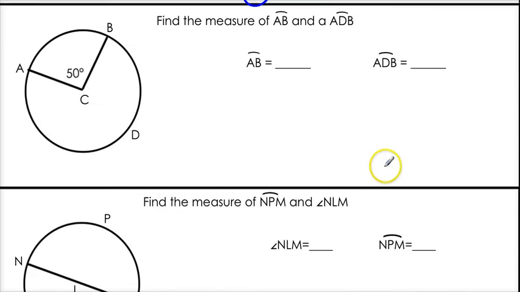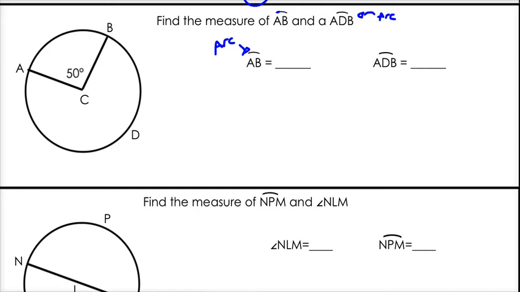Okay, so let's get into the lesson. All right? We want to find, in this question, the measure of arc AB, and that little symbol right there, you see this thing right here? That means arc. That symbol means arc. We want to find the measure of arc AB, and arc ADB.